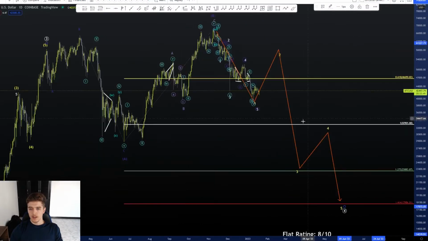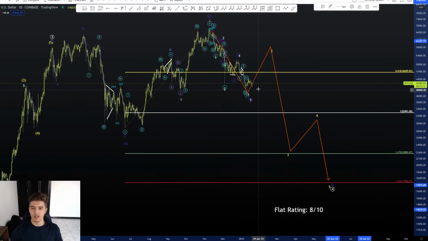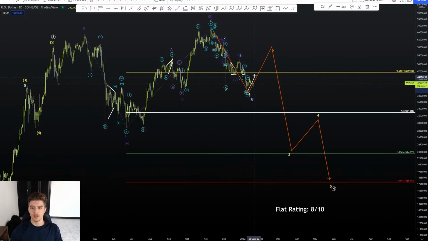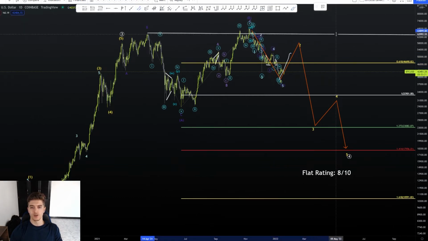So yeah, like I mentioned, we could have ended this as a running flat. I think it's possible, but at this point, running flats are not the most common. So we just have to wait and see if we end up coming up here on increasing volume and making a 5-wave structure, then it's definitely going to be more likely. But we have to wait and see and get some confirmation, because we are in the middle of this range right here.